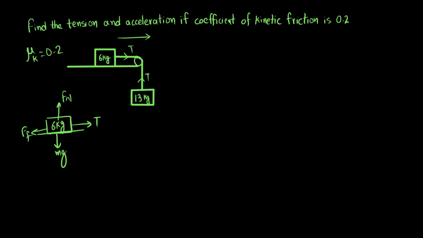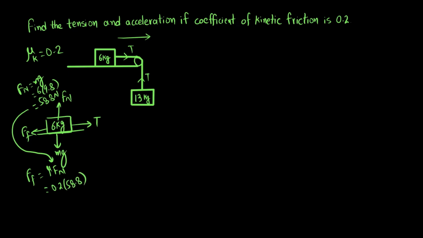Now let's write the force equation. But before that, force of friction can be calculated. It's mu times Fn. And force of normal is the same as mg, which is 6 times 9.8, 58.8 newtons. So using this Fn here, force of friction is 0.2 times 58.8, 11.76 newtons force of friction.